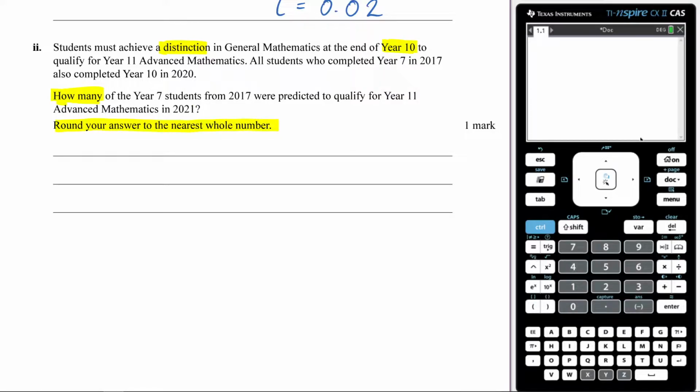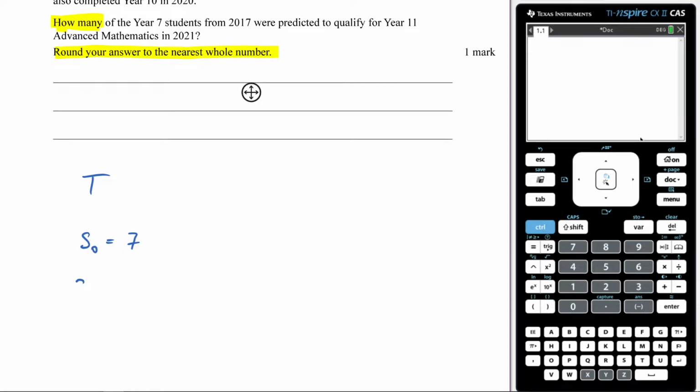All right, so what we're going to have to do here is take our transition matrix and raise it to a certain number. Now, we know that S of 0 is year 7, and then S of 1 is going to be year 8. S of 2 is going to be year 9. S of 3 is going to be year 10.